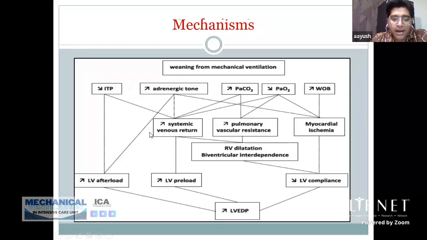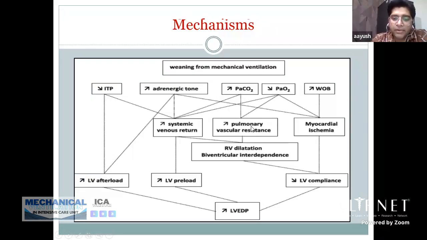This will lead to a marked increase in the venous return, causing an increase in the LV preload. Also, there will be slightly increased sympathetic activity because the patient is now under a stressful condition. He is trying to do exercise, which is when he is being weaned. So there will be an increase in the catecholamines, and these catecholamines will further increase the LV afterload, as well as the effects of hypoxia, hypercapnia, and increased work of breathing, which will all lead to an increase in pulmonary vascular resistance.